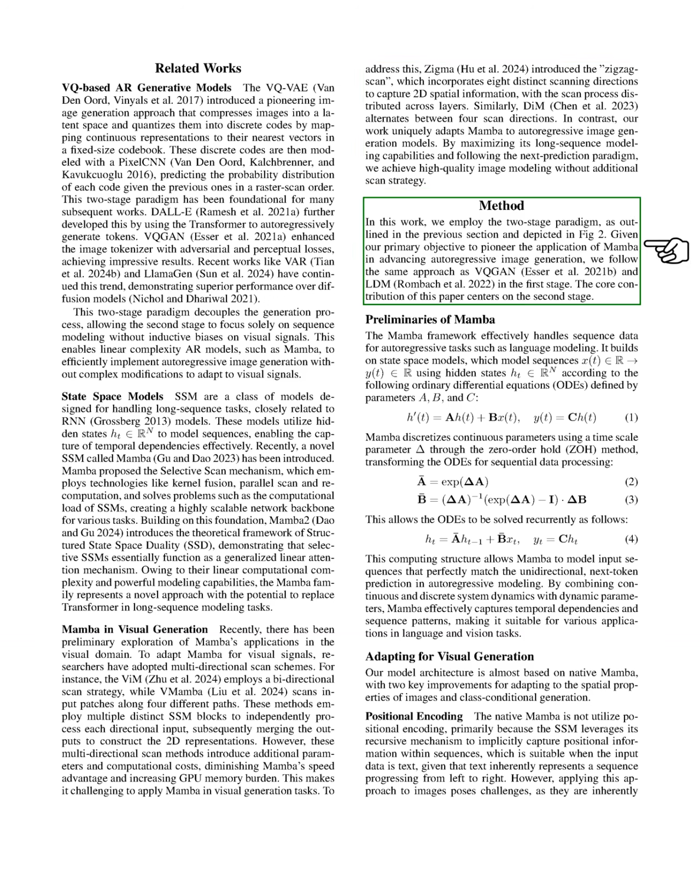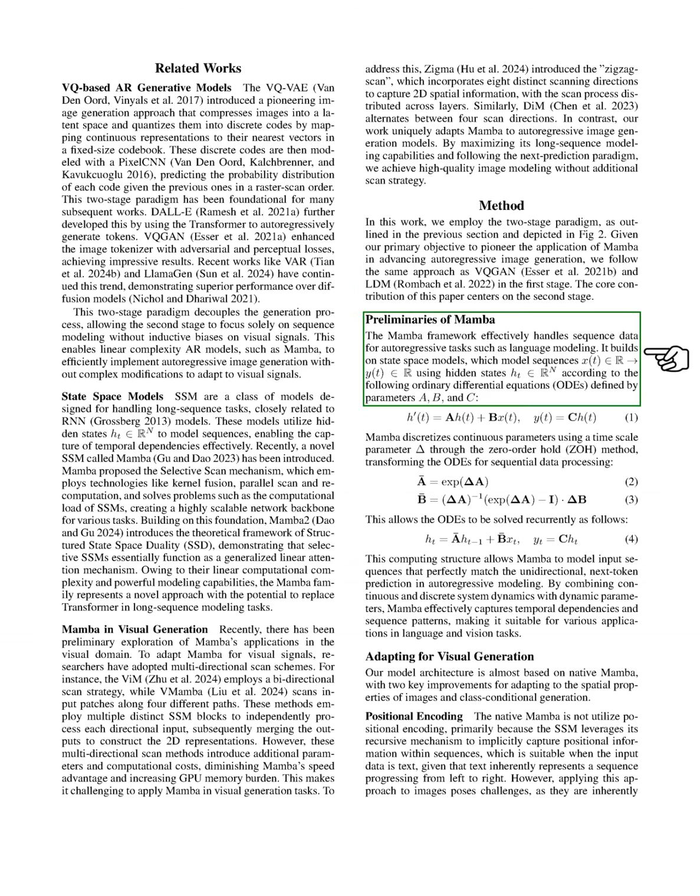In our method, we adopt a 2-stage approach, as previously described and illustrated in our figures. Our main goal is to advance the use of Mamba in autoregressive image generation, following the same initial stage as VQGAN and LDM. The key contribution of our work lies in the second stage.